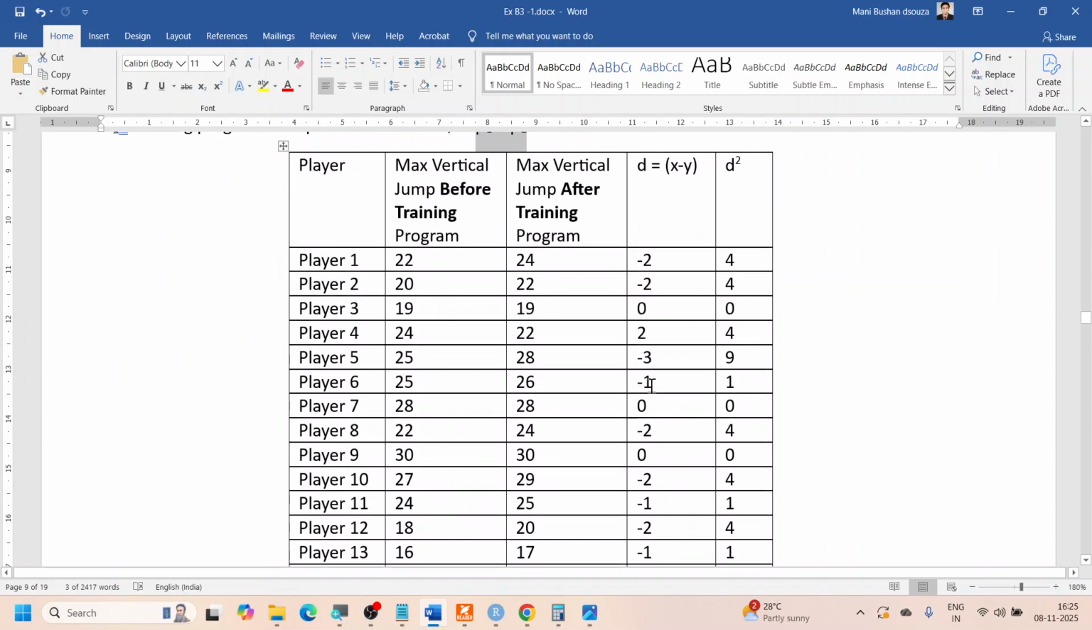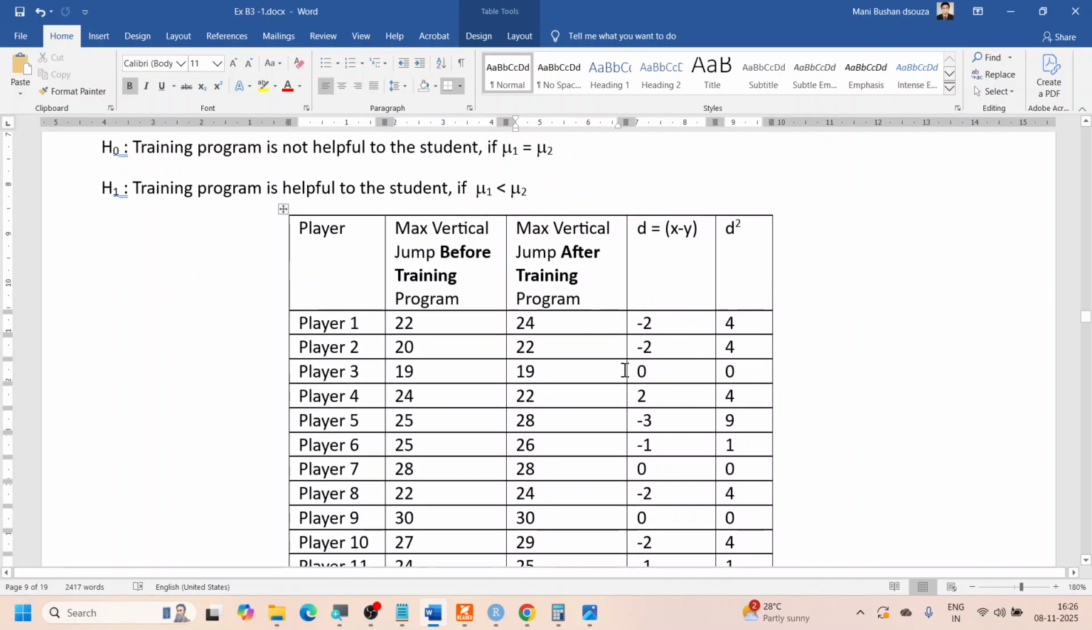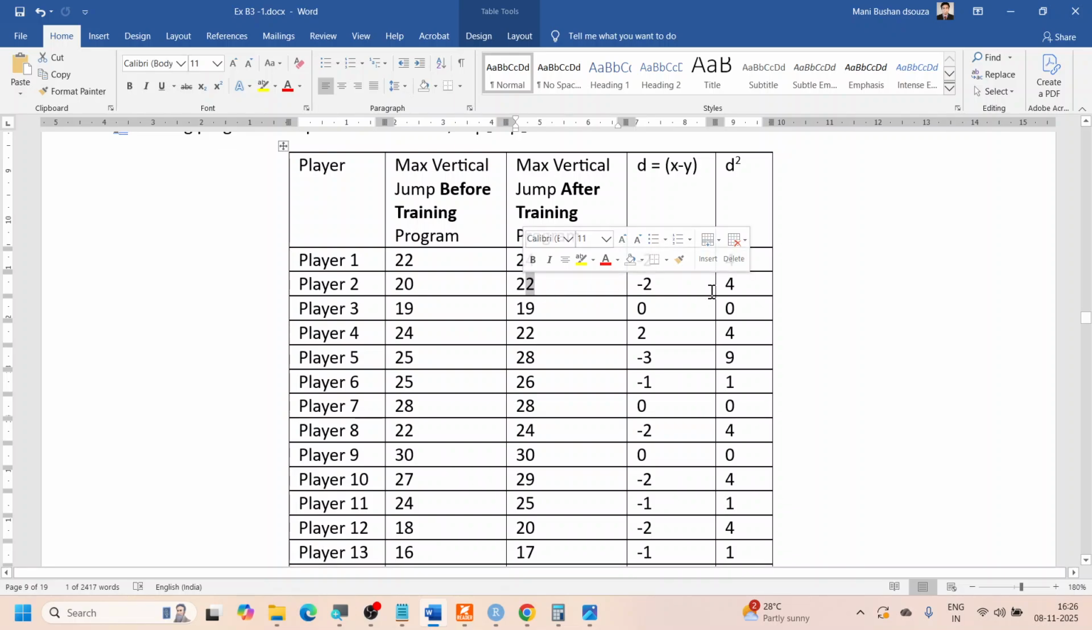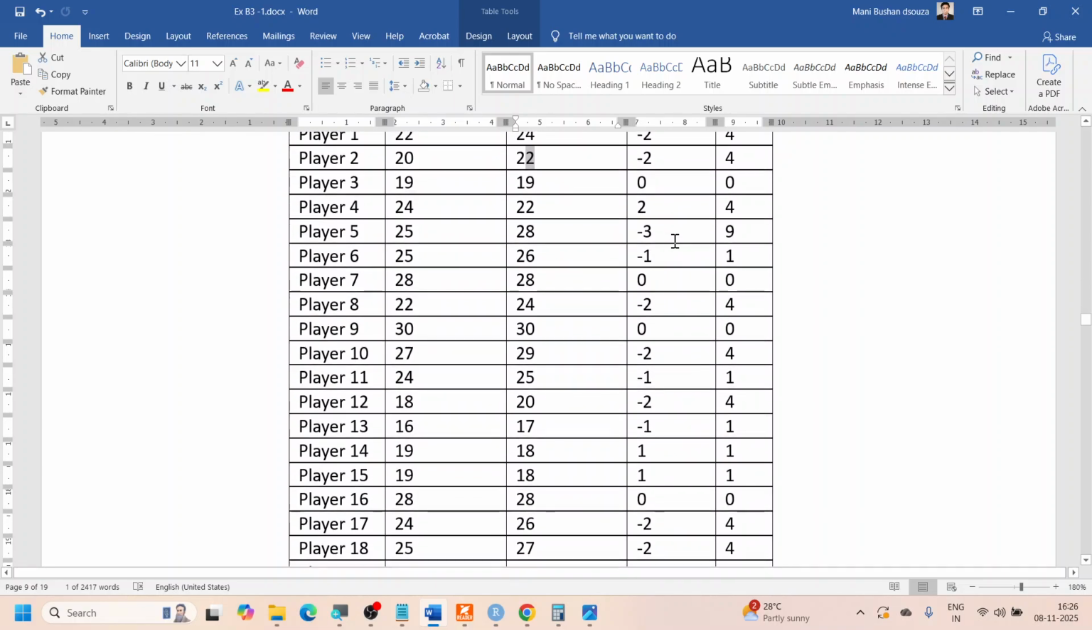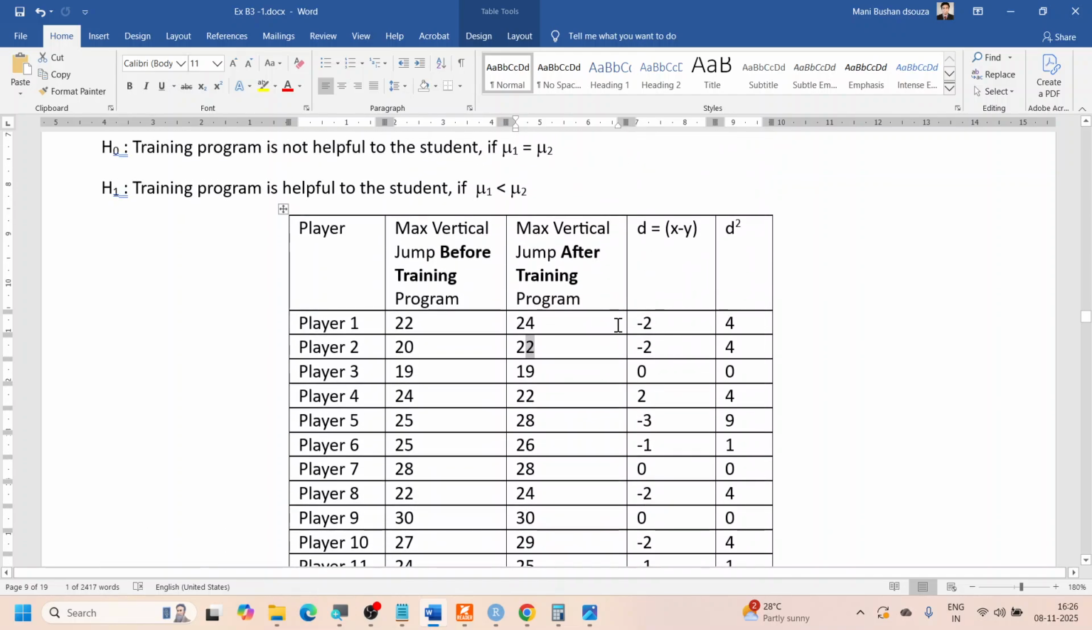So what is the thing that we are supposed to do? The two maximum jumps were given before the training and after the training. As usual, you find the difference between them. So before the training and after the training, find the difference. So 22 minus 24 is minus 2, and 20 minus 22 is minus 2, 19 minus 19 is 0, 24 minus 22, and so on. So calculate all the differences and then find the square. Minus 2 square is 4, minus 2 square is 4, 0 square is 0, and so on. 2 square is 4, minus 3 square is 9.